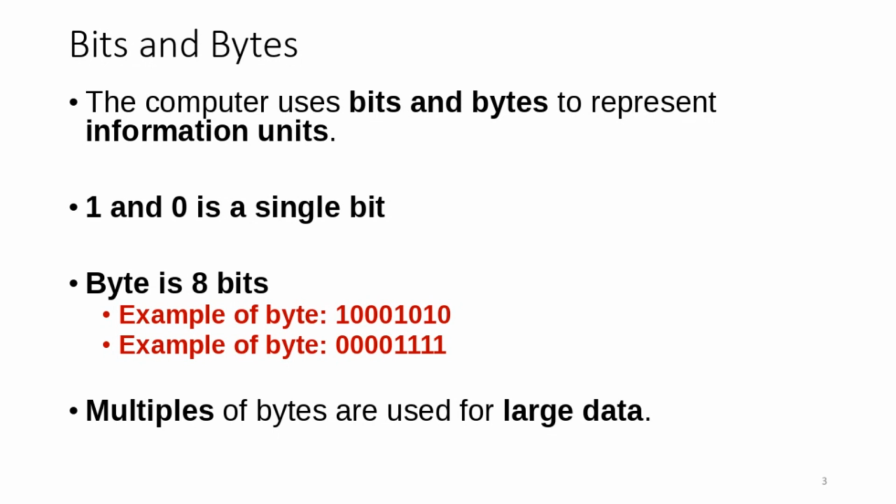Multiples of bytes are used for large data, like your file is 10 kilobytes, 13.5 kilobytes, or 60, and your movie is 1.2 gigabytes. So you use multiples of bytes to represent large data. Any questions on bits and bytes?